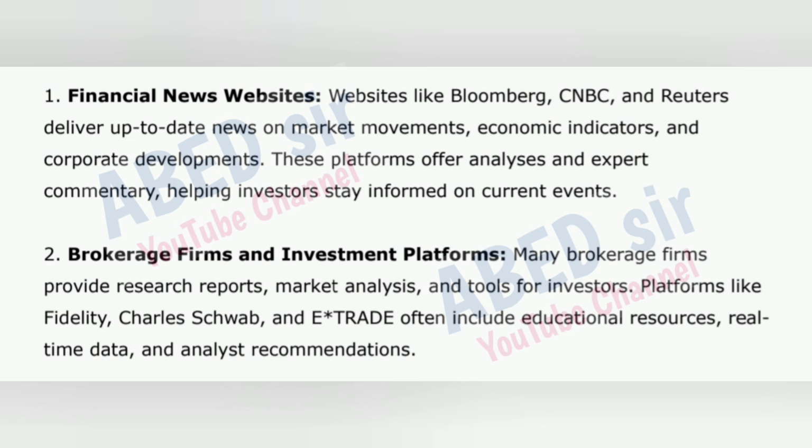2. Brokerage firms and investment platforms. Many brokerage firms provide research reports, market analysis, and tools for investors. Platforms like Fidelity, Charles Schwab, and E-Trade often include educational resources, real-time data, and analyst recommendations.